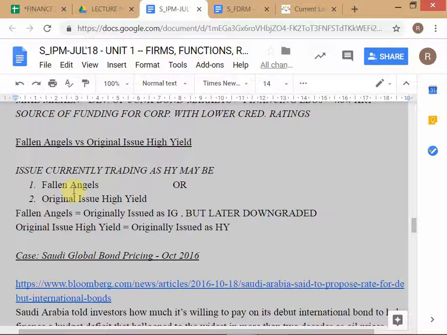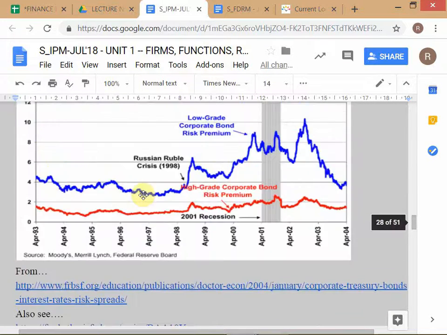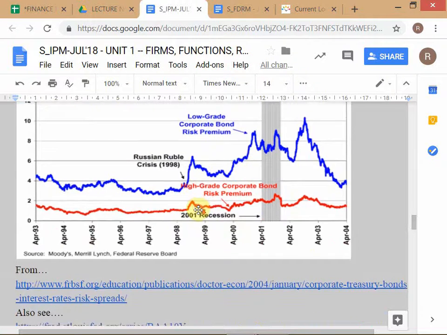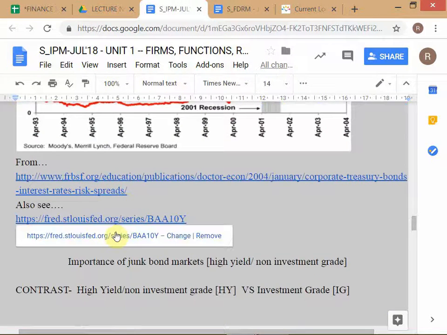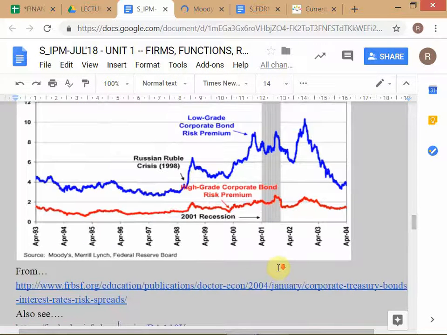Fallen angels. After we read this, Nikhil is going to enlighten us on the difference between fallen angels and original issue high yield. These are two other terms that you will hear. Remember, these concepts are all important in any discussion of debt markets. The dominant discussion of debt markets is with reference to credit spreads. You'll see a lot of discussion of credit spreads. What is happening to them? Are they going up or down? Hopefully this is the Moody's credit spread. So be very familiar with credit spreads. We'll come back to the discussion.